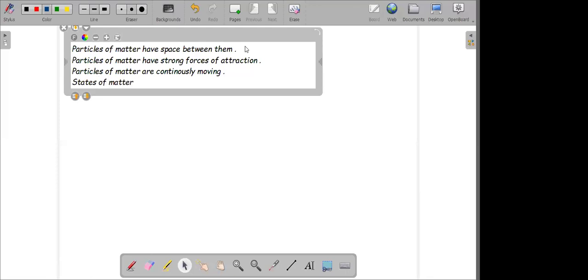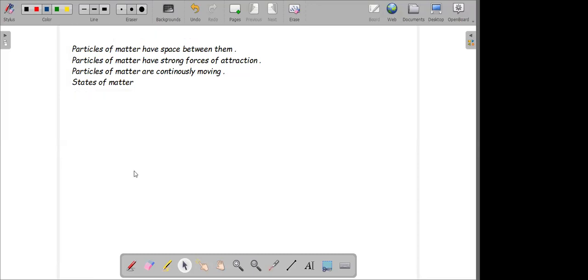So what are the states of matter that we have seen? We see that matter occurs in three states, which we know as solids, liquids, and gases. Okay, solid, liquid, and gas. So solids, they are categorized.